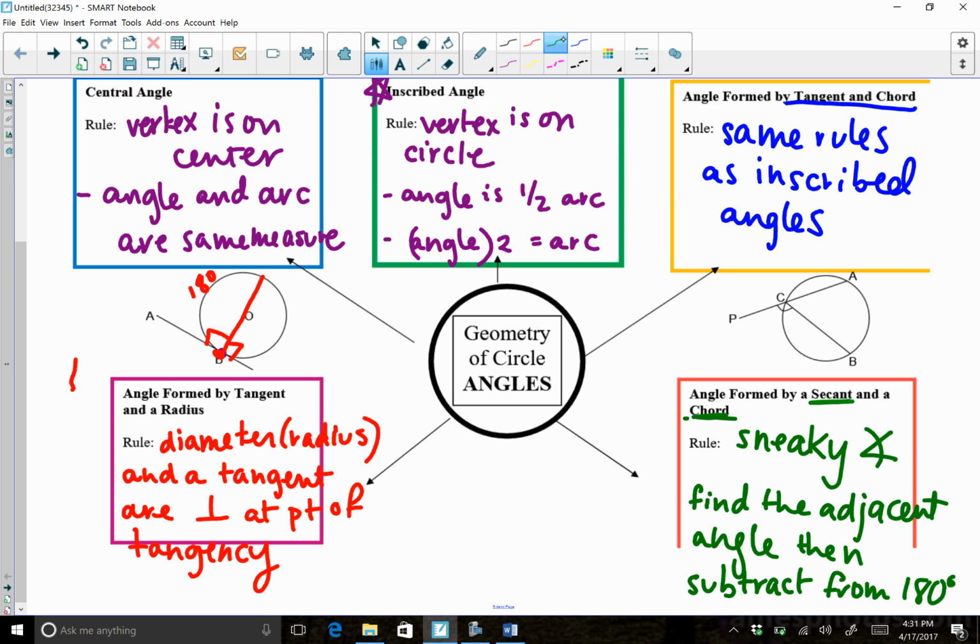So I would need some extra information if I'm doing a sneaky angle problem. For instance, if they told us that the only thing we know about this circle is that arc AB is 100, then I would have to use what I know about inscribed angles to find this angle to be 50. And now if I want to find the sneaky angle, I subtract 150 from 180 to get this angle to be 130 degrees. So it's a little bit more of a puzzle piece, a little extra legwork, but that's how you would tackle a sneaky angle problem.